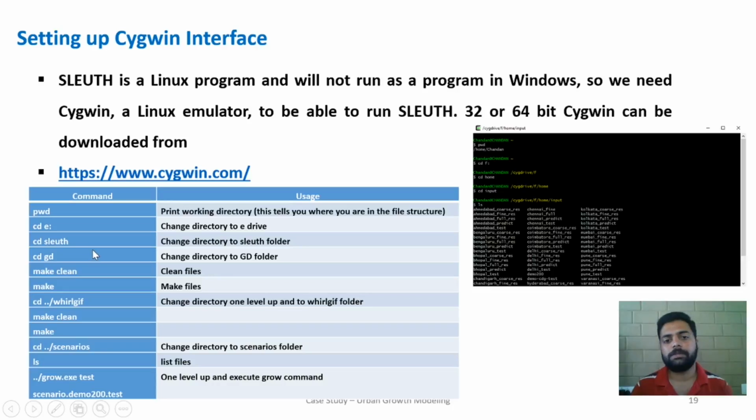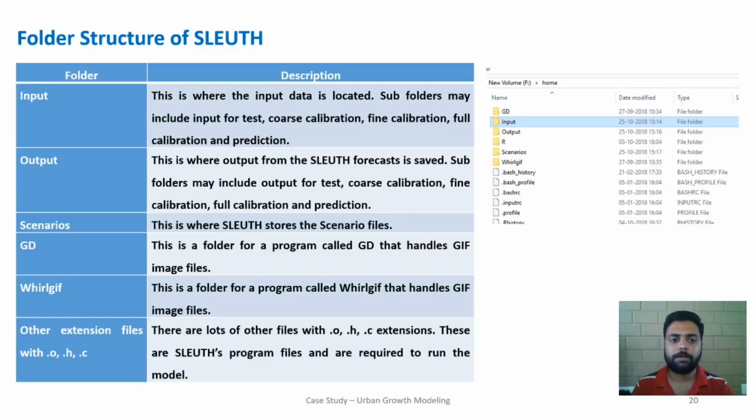cd sleuth, that means in E drive it will further go to a folder called sleuth. Cd gd make clean, these are different commands and its uses. We'll discuss it later when we move to the demo part. Then to execute sleuth we have different folders. So here if you can see input, output, scenario, and all these folders are very very important in sleuth.